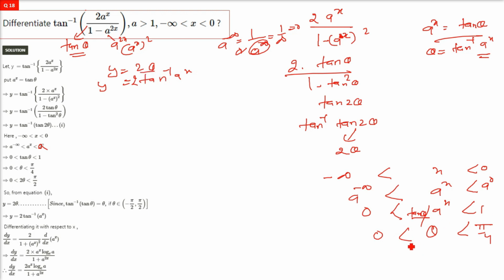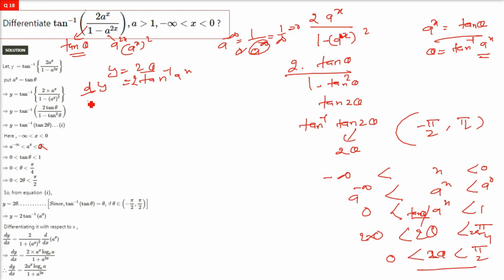So you have to be between minus pi by 2 and pi by 2 in order to cancel tan inverse. And since it is 2 theta, you have to multiply by 2 also. So you get pi by 2 and 0. So you are well inside negative pi by 2 and pi by 2. Okay. So dy by dx, just do it.